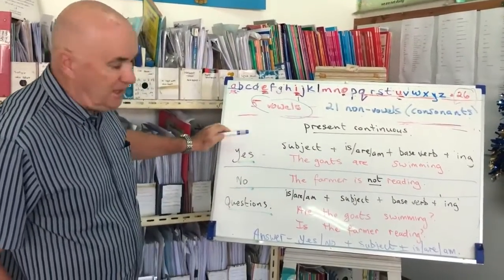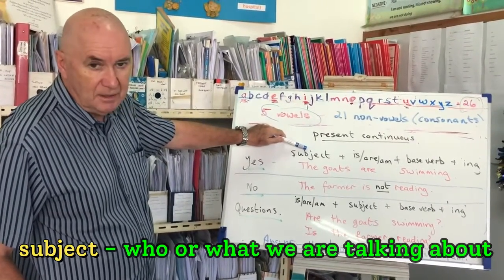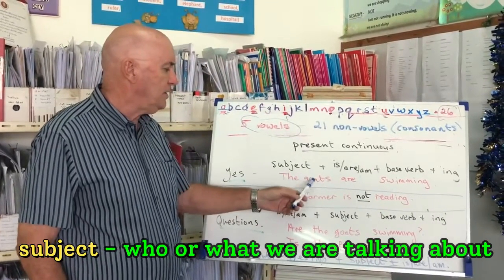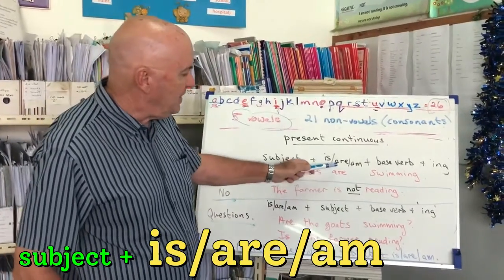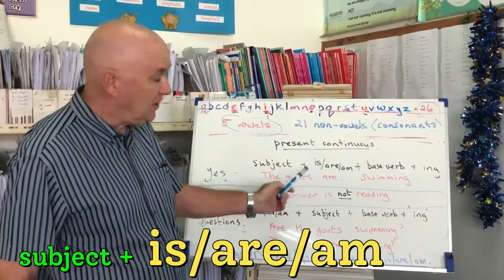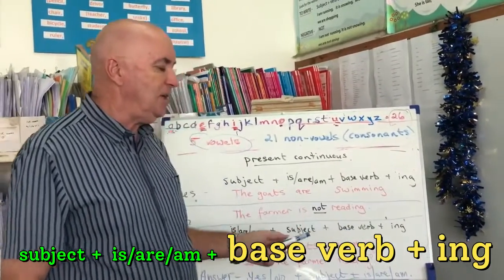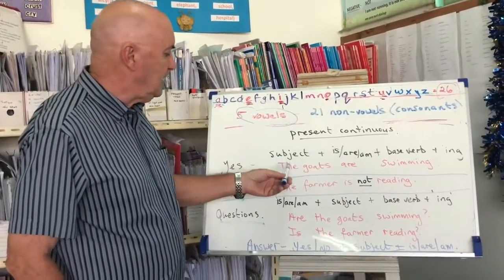If we want to say yes, then we have our subject. Subject just means who or what we are talking about. And then we have is or are or am, depends what the subject is. And then we have our base verb and ing. So in the book, for example, we can see this.